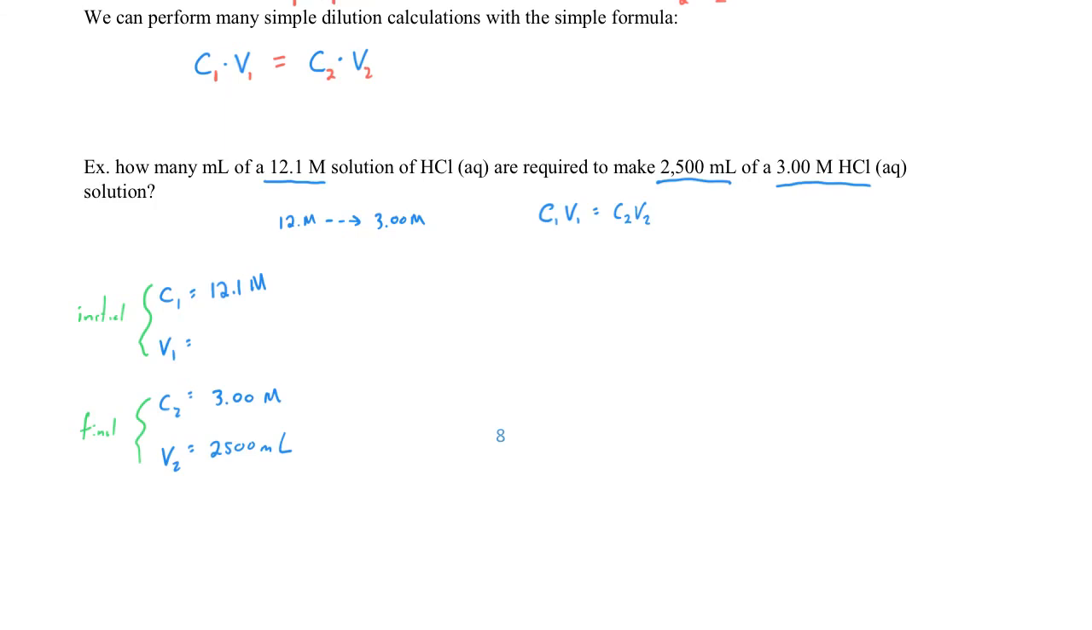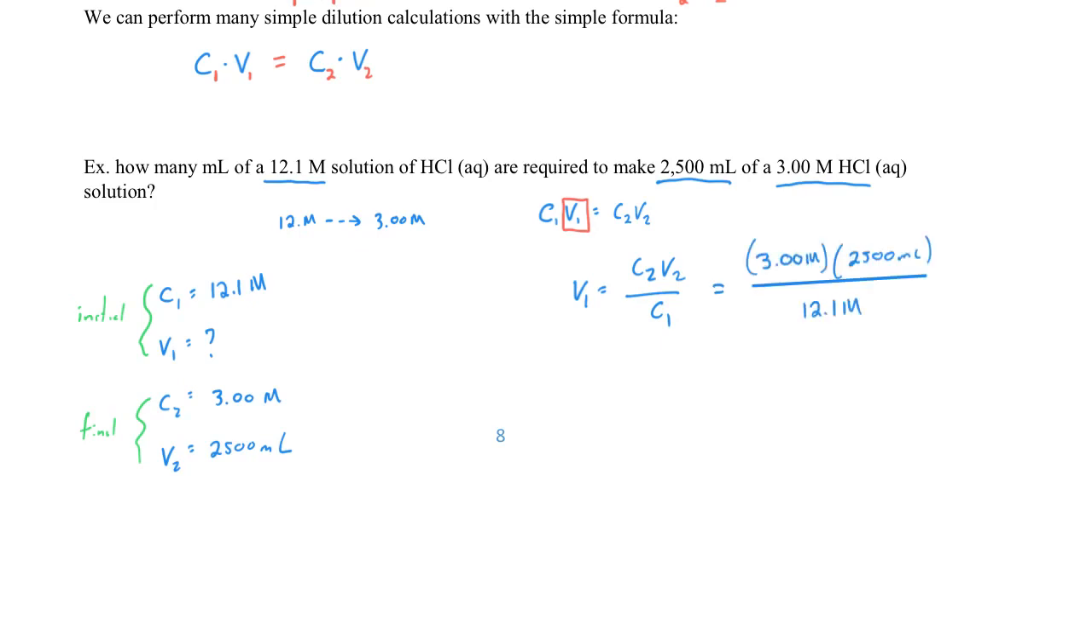Now notice we're not told anything about V1. In fact, we're being asked how many milliliters of this initial concentration do we need. So let's put a question mark right there next to V1. That's what we are trying to solve for, and the equation we're using to solve it is C1V1 equals C2V2. What we need to do is isolate that V1 variable and then plug in the values for C2, V2, and C1.